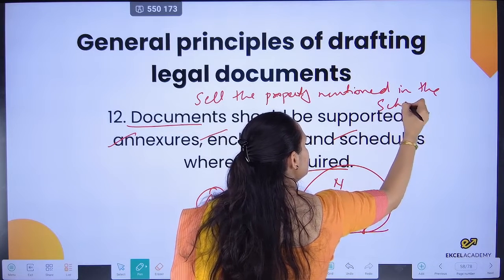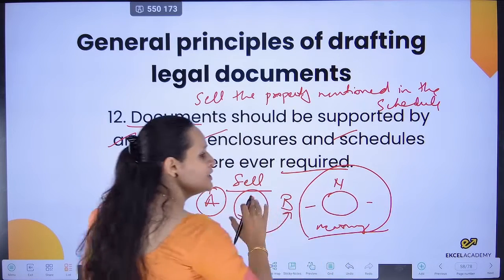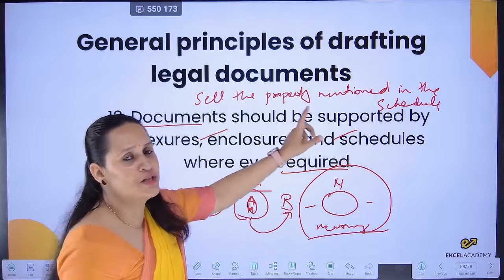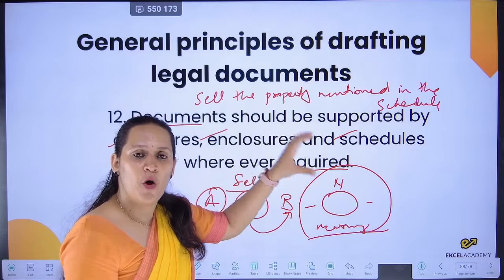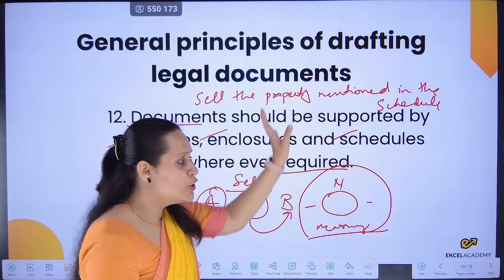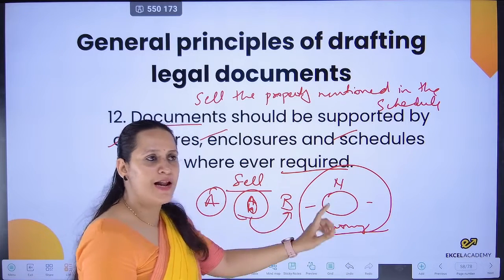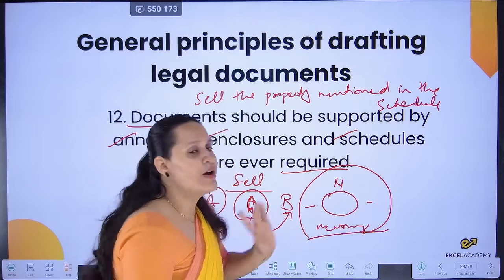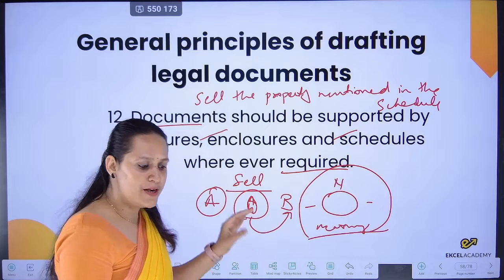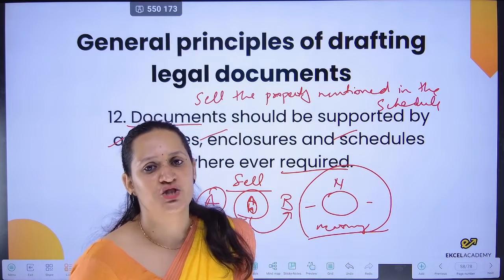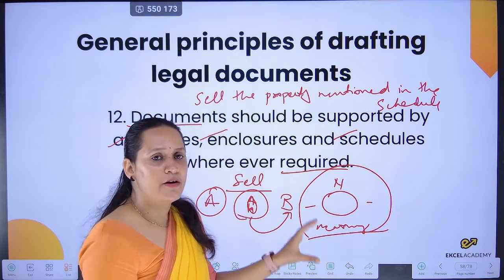We are going to mention in an agreement to sale that Mr. A is going to sell the property as mentioned under the schedule. One single sentence is explaining everything, and if you want to see which property is going to be sold, you swap the pages, go to the last and see under the schedule, they would have given the description to the property.